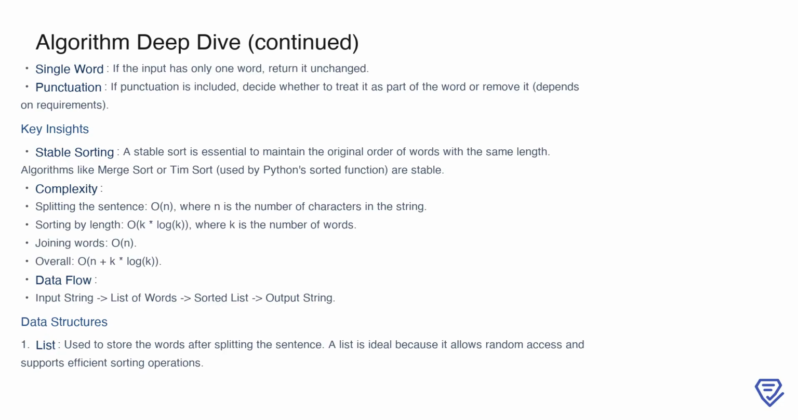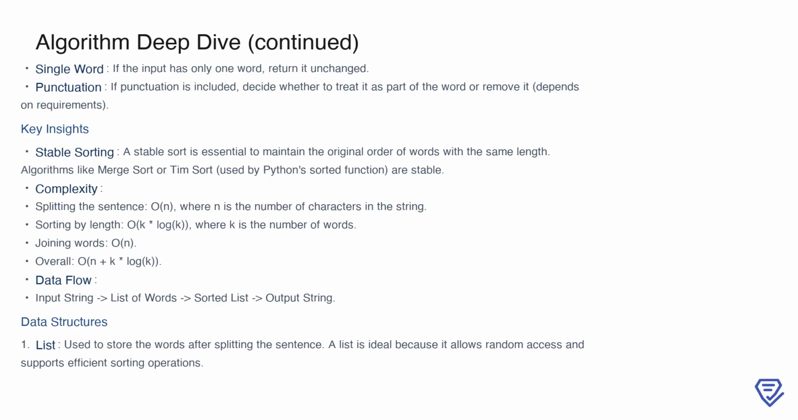When analyzing the complexity, we see that splitting the input string into words takes O(n), where n is the number of characters. Sorting the words based on their lengths takes O(k log k), where k is the number of words. Finally, joining the sorted words to form the output string takes O(n). Therefore, the overall complexity is O(n + k log k).